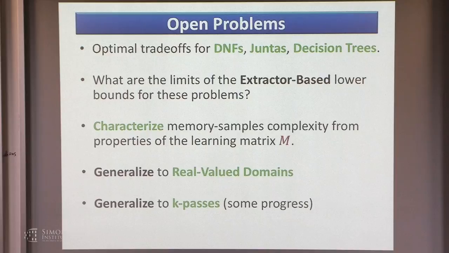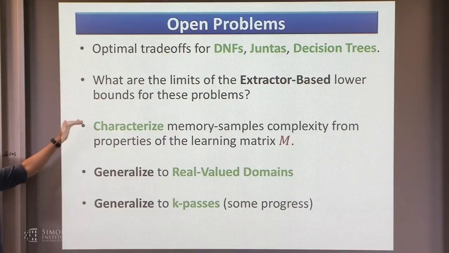Okay, so I want to finish with some open problems. Some were already mentioned. I was already asked here whether or not we get the optimal trade-off for DNFs, decision trees, and juntas. So we got a super linear lower bound in the memory. But the upper bound is quadratic, so it's not clear what the right answer is. And it's not even clear what are the limits of the extractor-based methods for these problems.